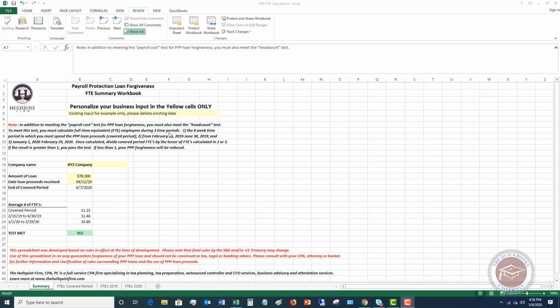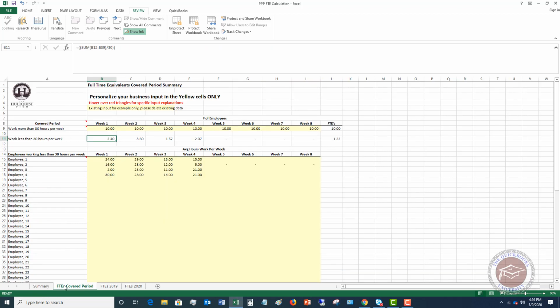Let me go through this spreadsheet briefly so that hopefully I can answer any questions. You're only going to put data into the yellow cells here. This is a basic one, just a summary sheet that has the calculation. First of all, the covered period. Let me go to the covered period here. We've got a couple things here. If you hover over the triangle, you'll see that we've got notes in here. This describes what you're looking at. First of all, this top one here where it has these 10s.